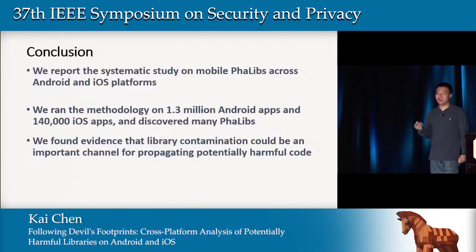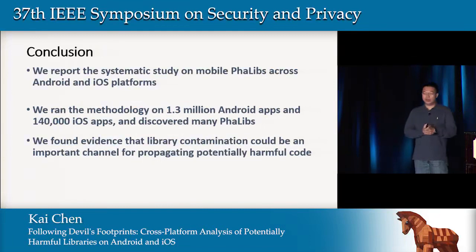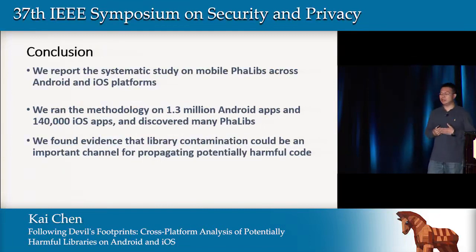So here's a conclusion. We report a systematic study on mobile PHA libraries across Android and iOS platforms. We ran the methodology on 1.3 million Android apps and 140,000 iOS apps, and discovered many potentially harmful libraries. We found evidence that library contamination could be an important channel for propagating potentially harmful code.